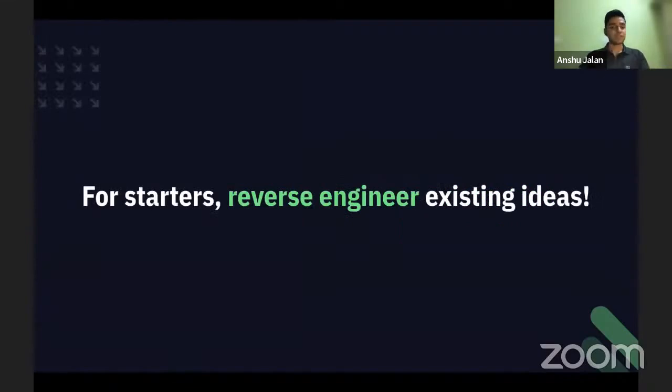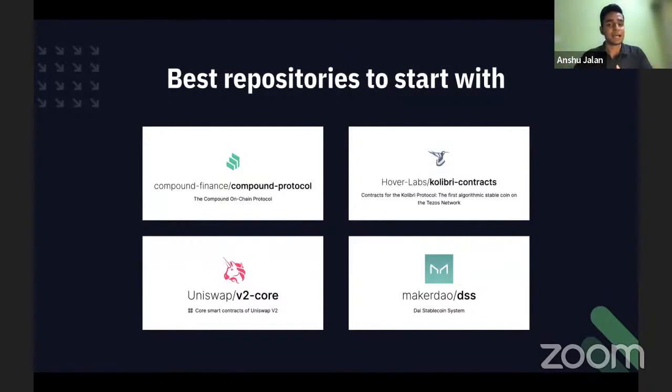Well, the first thing in making something is to understand how existing dApps are designed, right? You see a building and you just can't make a building, right? You need to understand how small buildings are made, and then you can make a very large building, right? So reverse engineer some of the existing ideas. And if you want to ask which ideas, for that, I have once again boiled it down to 4 ideas. 3 I've already discussed: Uniswap, MakerDAO, Colibri. And another one is Compound Protocol. I will be discussing that later on.